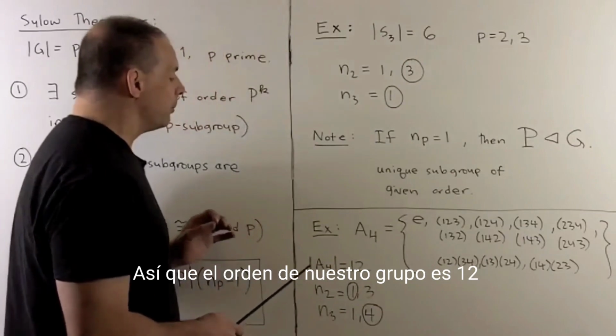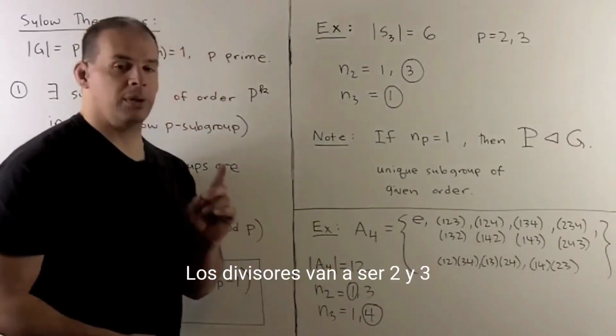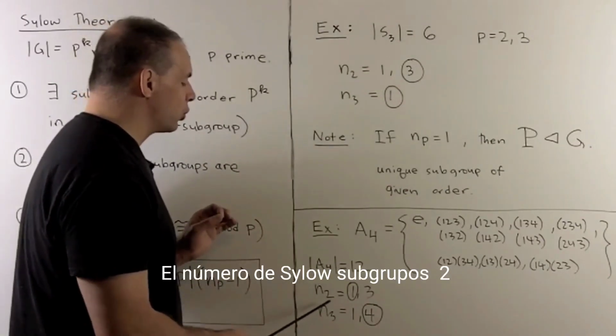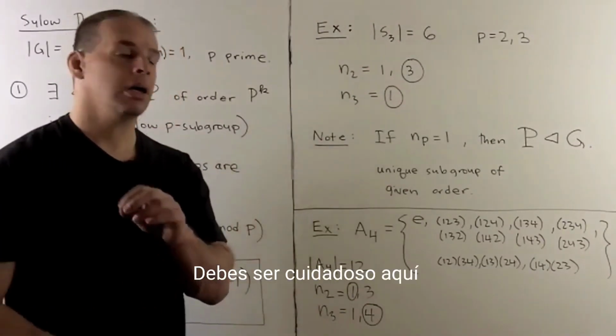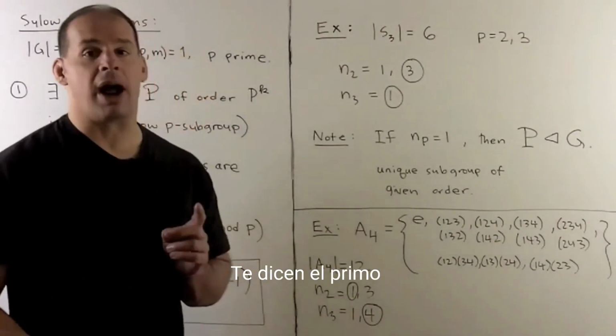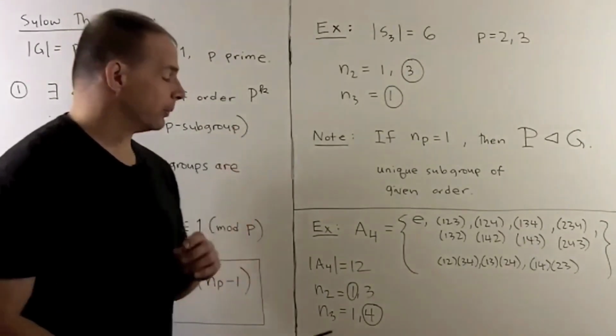So here, the order of our group is 12, so the prime divisors are going to be 2 and 3. Now, the number of Sylow 2 subgroups, you have to be careful here. This subscript does not tell you the order of the group, it tells you the prime. So our Sylow 2s are going to have order 4.